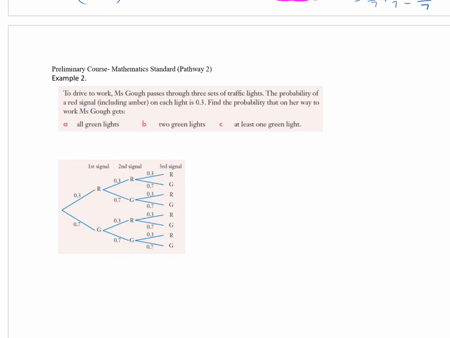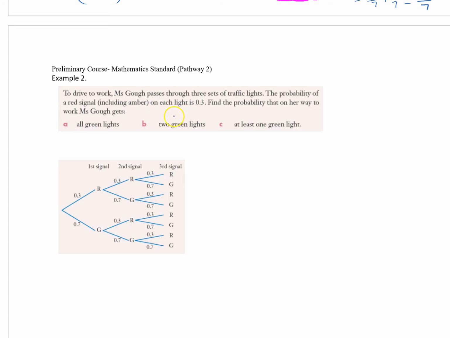This example's been made somewhat easy because the actual probability tree is given. But let's just have a bit of a talk about the construction of that probability tree. This situation involves Mrs. Goff driving to work, passes through 3 sets of traffic lights. So first set, second set, third set of traffic lights. The probability of a red signal, including amber, on each light is 0.3.